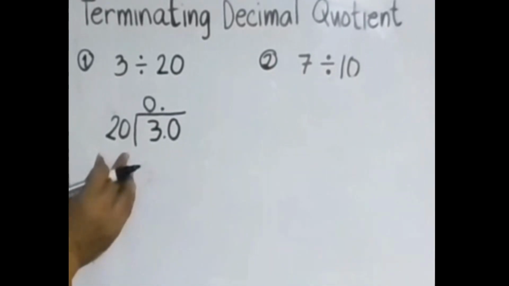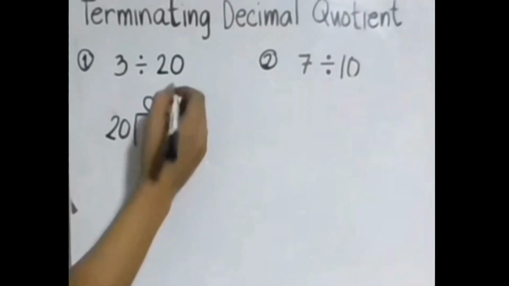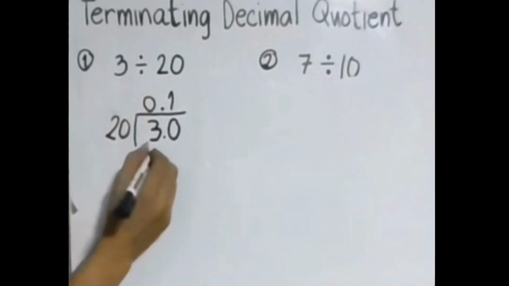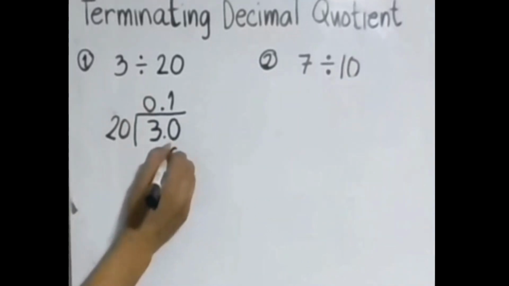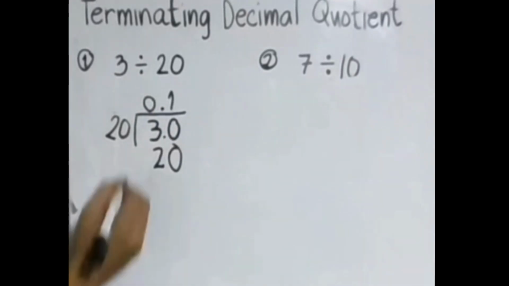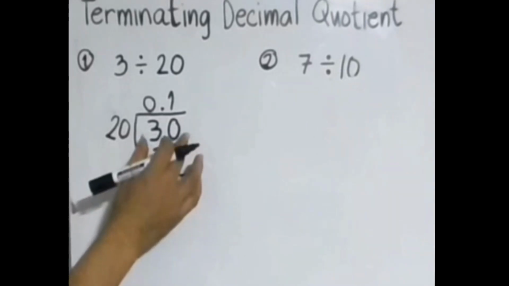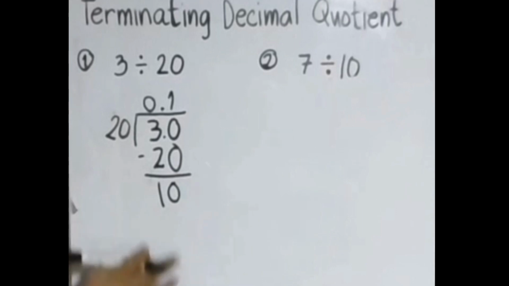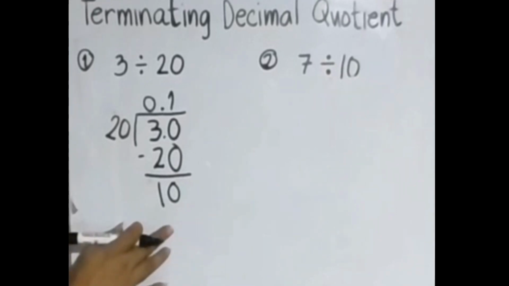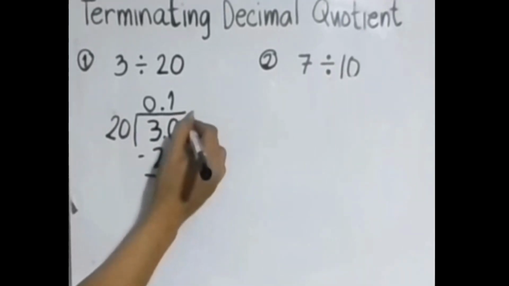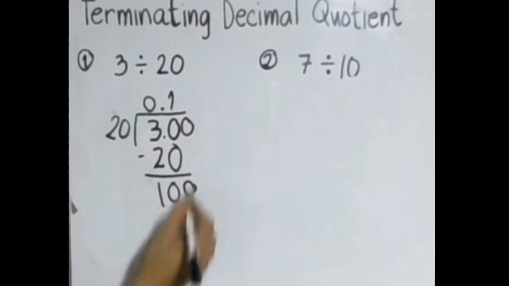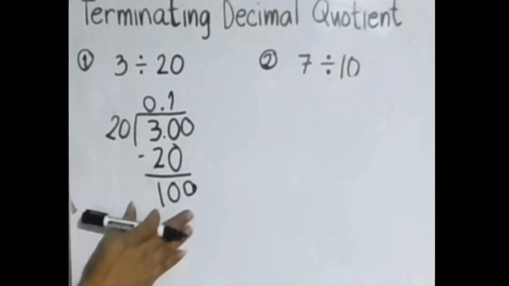30 divided by 20 is equals to 1. Multiply 1 times 20 is equals to 20. And then, subtract. 30 minus 20 is equals to 10. Since meron pa tayong remainder na 10 dito, okay, add tayo ng 0 sa ating dividend and bring down the 0. So you will have now 100.